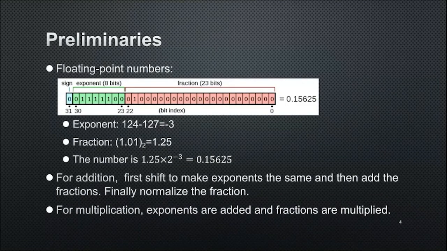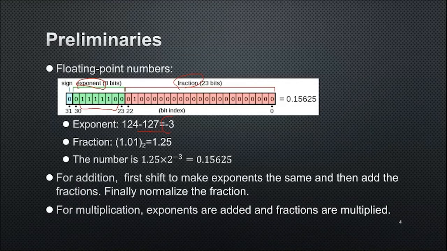I will first give some background about floating point numbers. So a floating point number is a bit stream, and there are three parts. The first part is a sign bit. If the sign bit is 0, then the number is positive, otherwise it's negative. The second part is the exponent. And the third part is the fraction. For the exponent part, we have to subtract 127 to get the real exponent you want to represent. So in this example here, the exponent is -3.